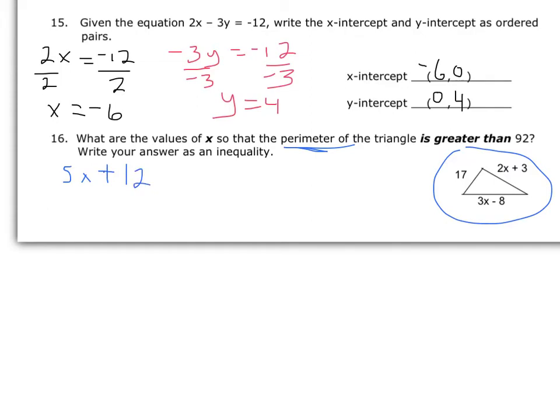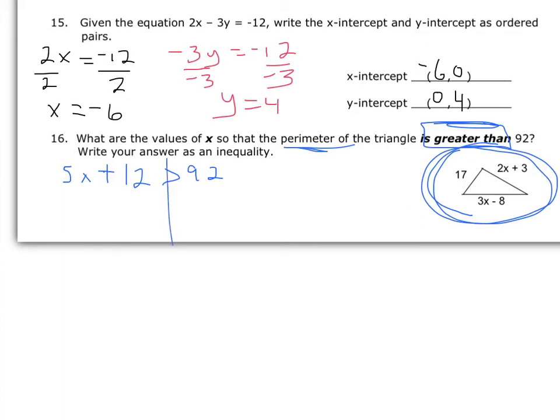And we're saying that that perimeter here has to be greater than 92. So that perimeter is greater than 92. Doesn't say to solve it. It just says, oh, well, it says what are the values of x? Yeah, so we do need to solve it. And then we're going to write our answers in inequality.